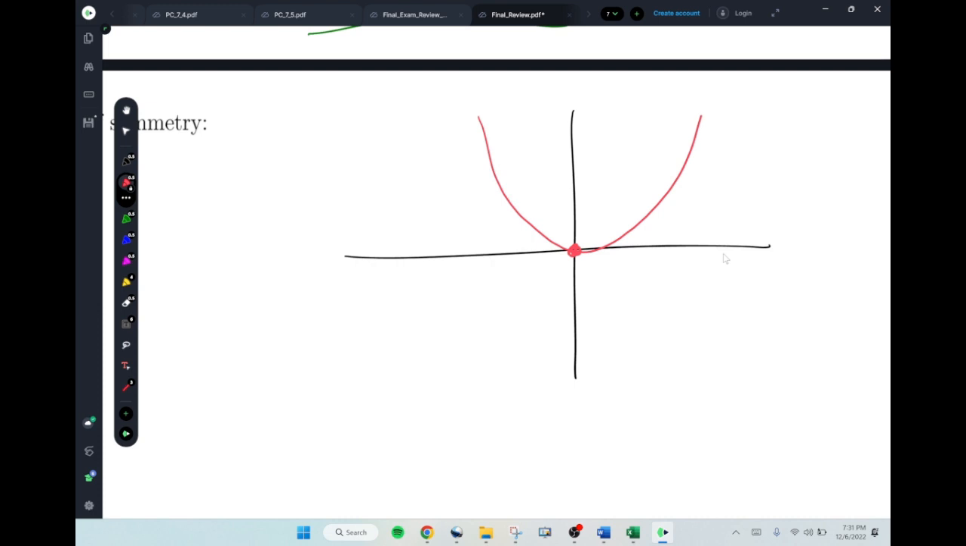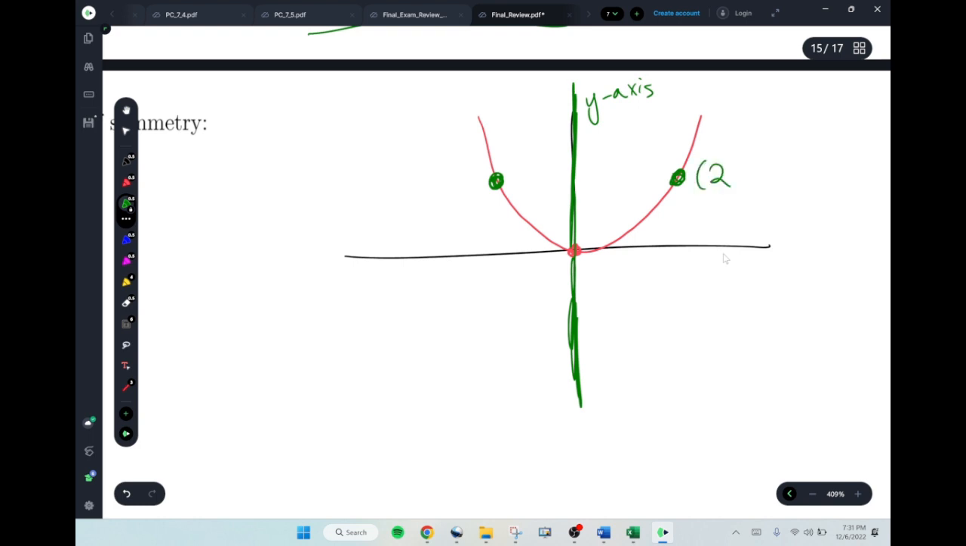Where is its symmetry? Symmetry from like the 3rd grade, like mirroring. Where is it mirrored? Y-axis. Okay, now think about any 2 points on that thing. 2, 4, right? What point is this point? What changed? X changed. What didn't change? More specifically, what happened to that X?